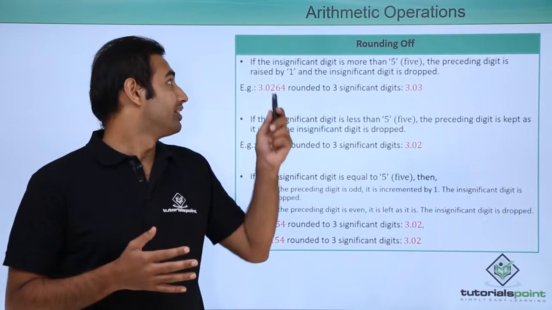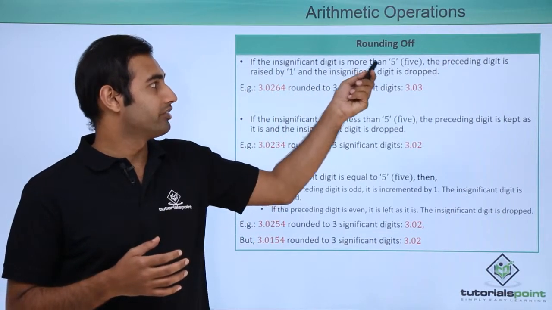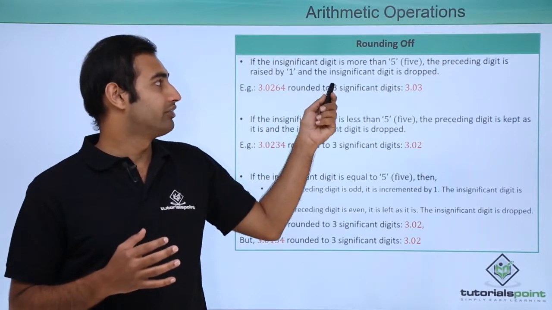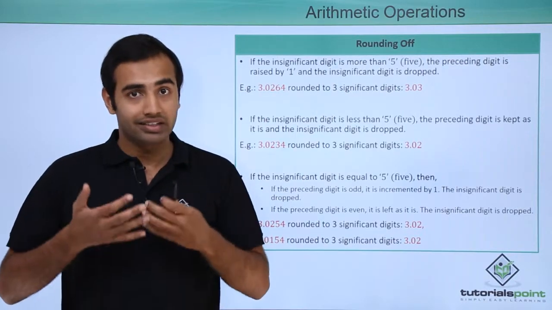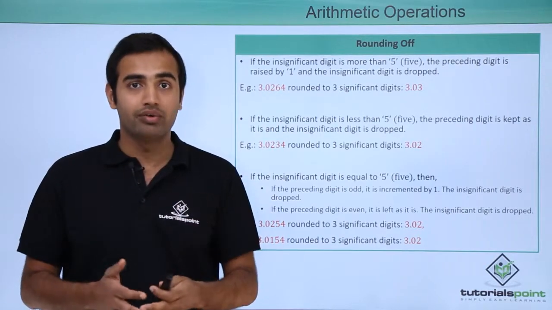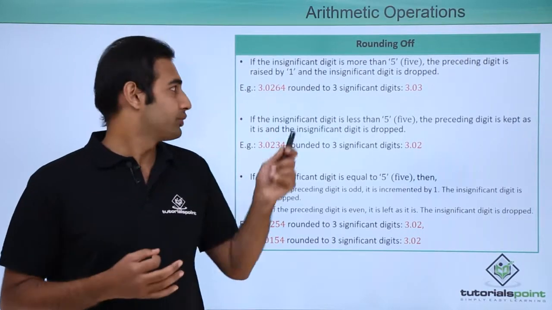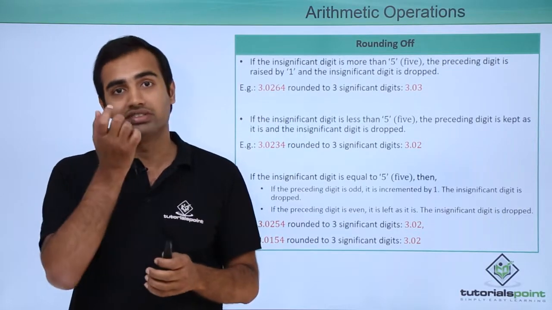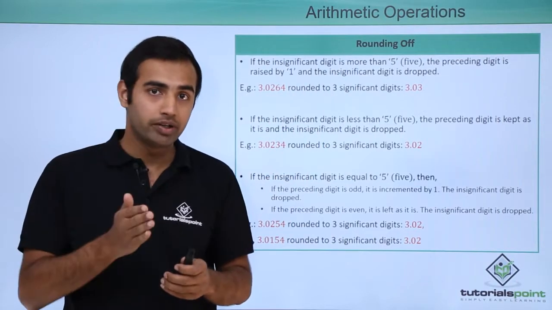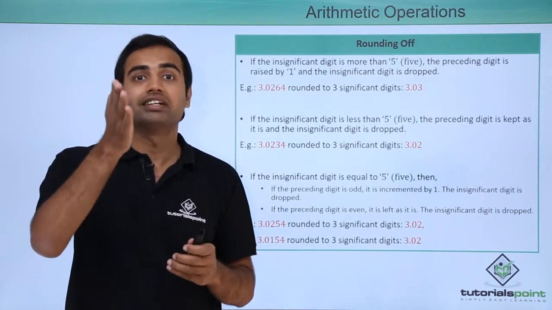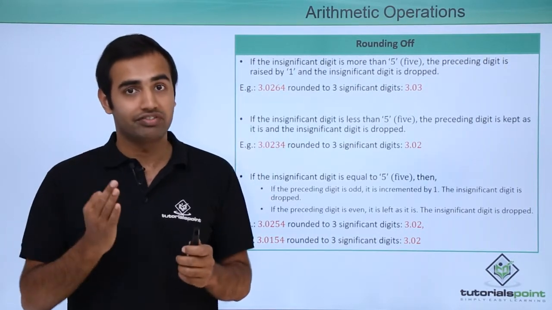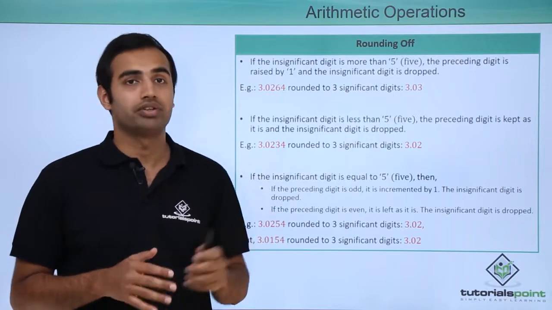The first idea is that if the insignificant digit is more than 5, in that situation, the preceding digit is raised by 1 and the insignificant digit is simply dropped off. Taking an example, if the number is 3.0264, to be rounded to 3 significant digits, the number 6 becomes the doubtful number or the first insignificant number in question. Now 6 is clearly more than 5, so it will be dropped, but at the same time the preceding digit 2 has to be incremented by 1. So upon rounding this number up to 3 significant digits, the result I obtain is 3.03.